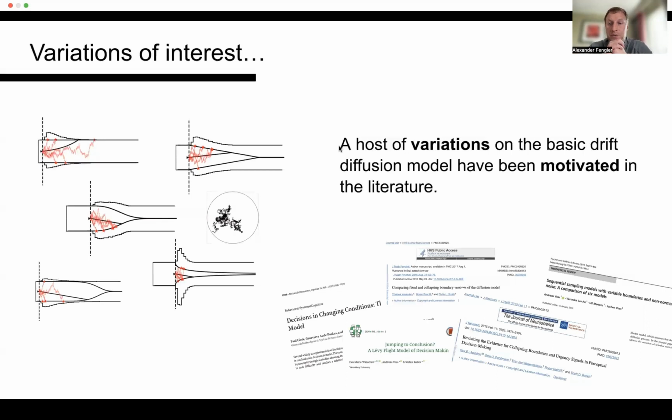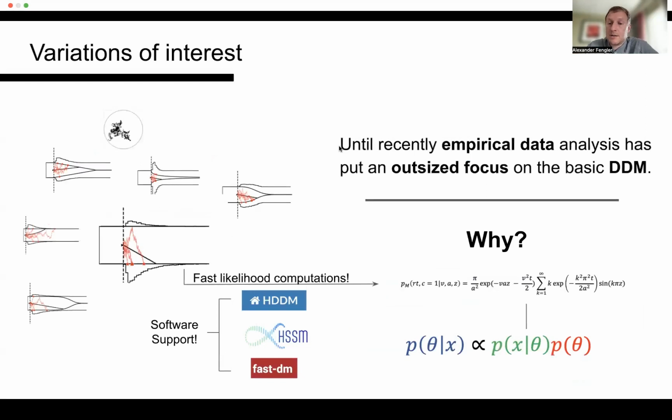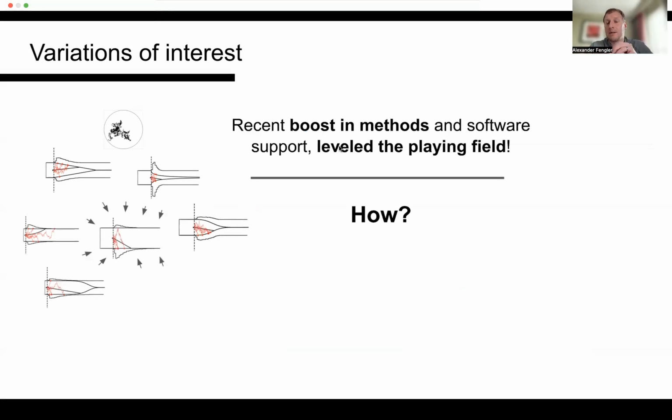Now, there are many variations of interest of this model, and those have been sufficiently motivated in the theoretical literature. However, until recently, empirical data analysis has put an outsized focus on the basic DDM. And why would this be? In large part, this is, at least our take, because of analytical convenience. The likelihood computations for the basic drift diffusion model are much faster and easier to conduct than for some of these variations. And that also led to an outsized software support for the basic DDM, as compared to a dearth of software support for inference for any of the variations of drift diffusion models. Now, a recent boost in methods and jointly software support has leveled the playing field a bit between variations of the drift diffusion model and the basic drift diffusion model.